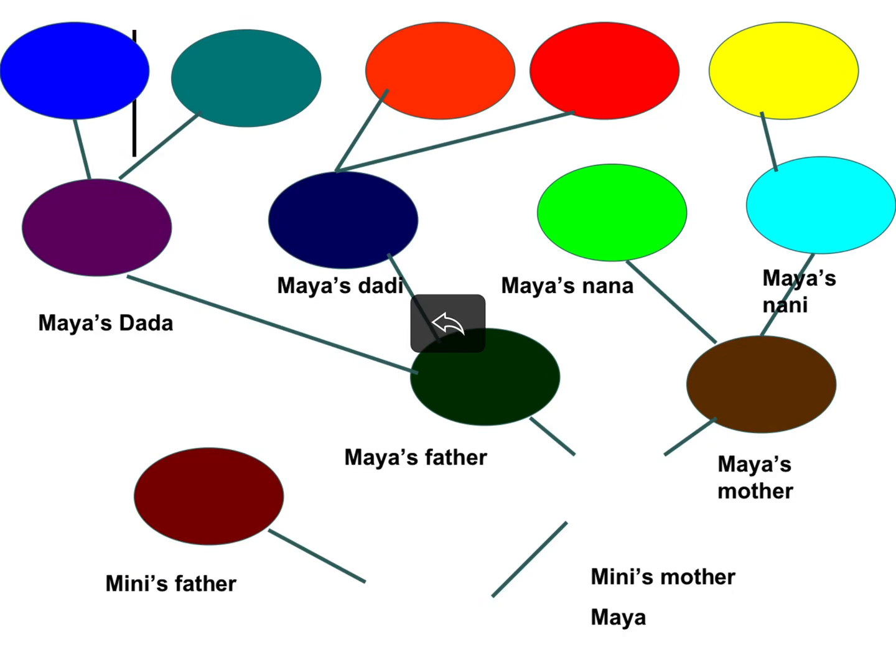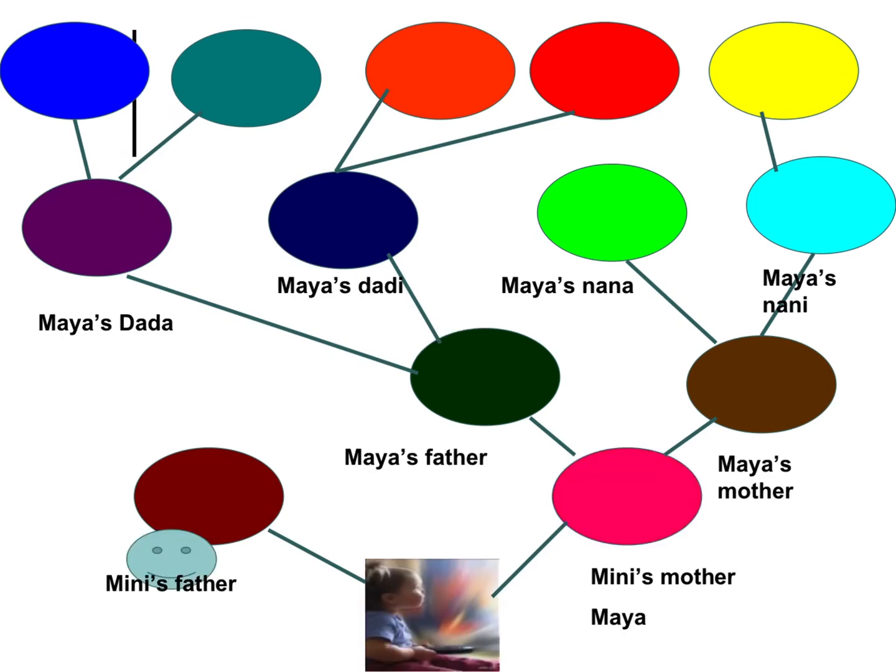Now, Maya's father's mother, that is Maya's Dadi. Maya's father's father, that is Maya's Dada. Or you can tell Minnie's grandpa. So in this way you can make your own family tree. You can put again Maya's.